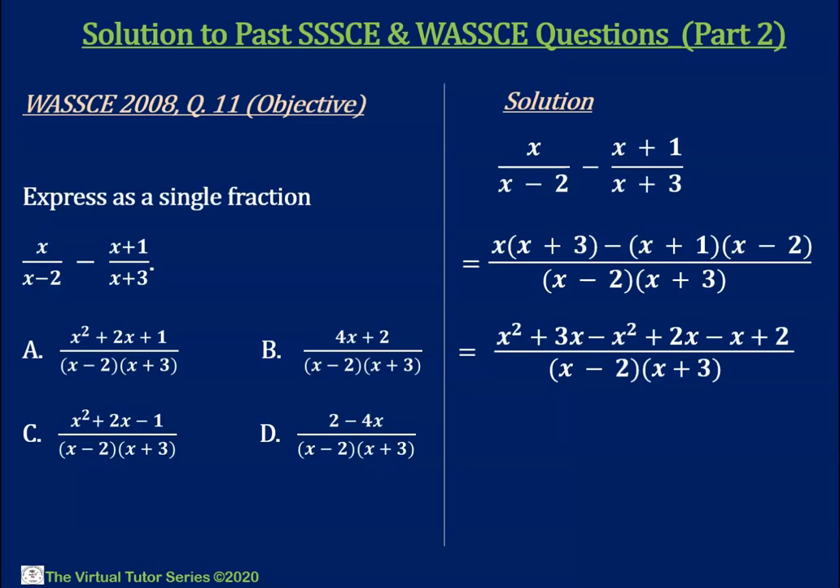Now, let's group like terms. So we have x squared getting rid of negative x squared, 3x plus 2x minus x is 4x, and the lone term 2, all over x minus 2 times x plus 3. Therefore, option B is the correct answer.